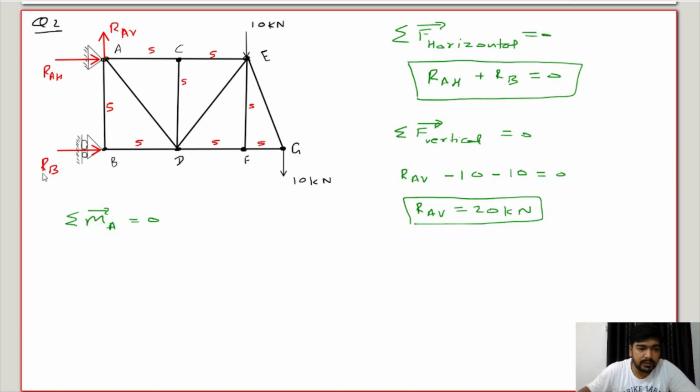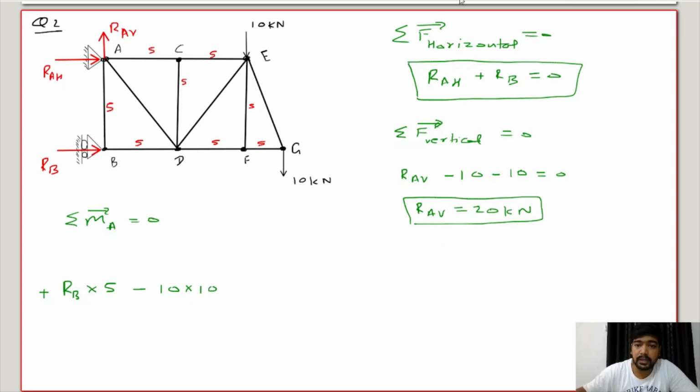So let's take first from RB. So from RB, it will be RB into the length. Which length? Perpendicular to RB, it's 5, given there. And the sense is anti-clockwise here, so positive. Okay. And from this 10 kilonewton, the distance is 5 plus 5, 10. And this is in clockwise direction, so I take negative. So from the E point, 10 into 5 plus 5, 10.